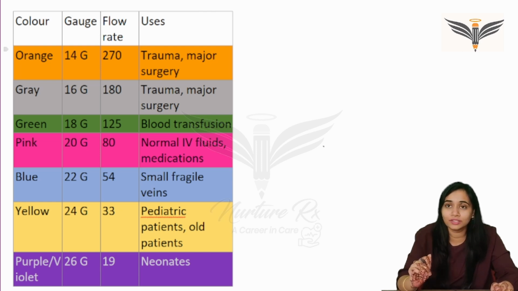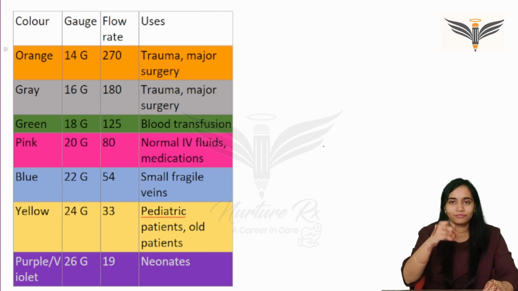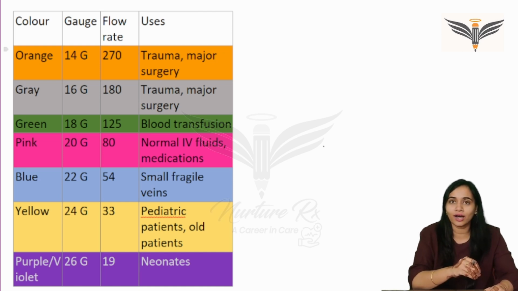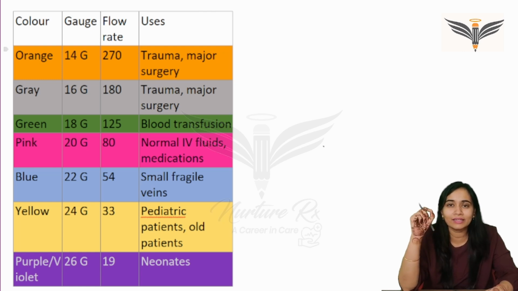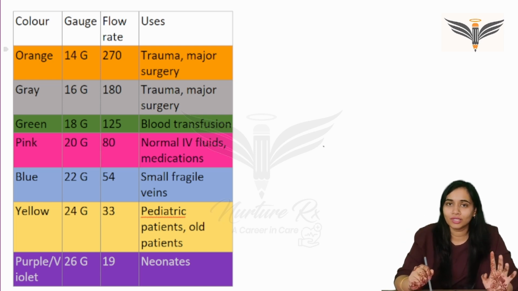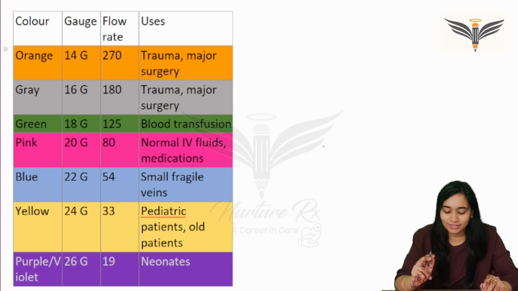Now the next one is the blue color cannula, which is 22 gauge. And what is it used for? How are you going to remember it? Whenever you see your feet or even your arms, you see very tiny, thin, blue colored veins. So you're going to remember it like that. Whenever you have to insert a cannula into a very thin vein, what color cannula are you going to use? Blue color cannula. So whenever small fragile veins are involved, blue color cannula is used, and its size is 22 gauge.